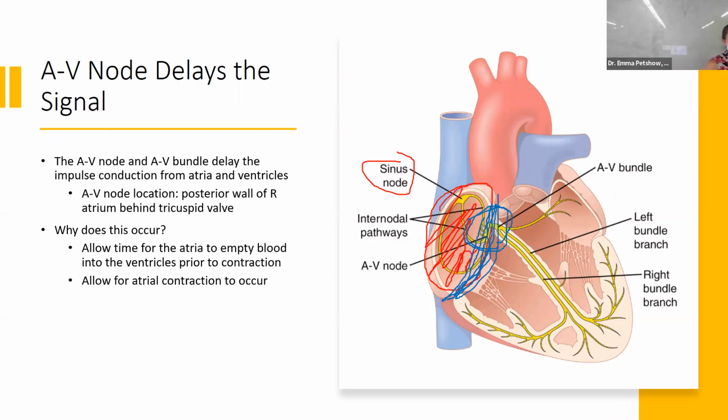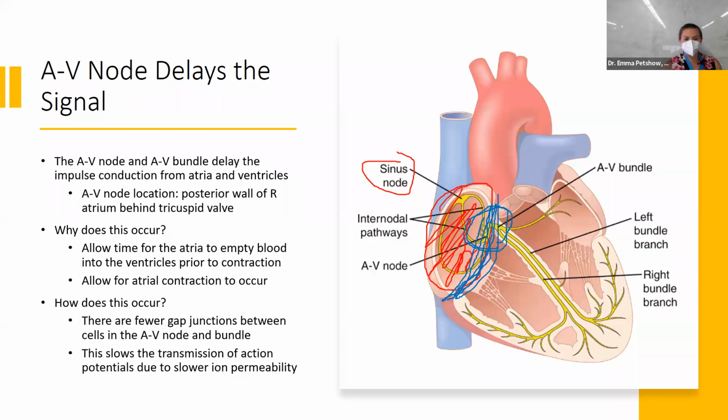Why does this occur? Like I said, allowing time for the atria to empty blood into the ventricles prior to contraction. If they occurred at the same time, blood would go every which way, right? How does this delay happen? Biochemically or physiologically or microscopically, however you want to say it, there are fewer gap junctions between cells in the AV node and bundle. So if there are fewer gap junctions, there can be less what?